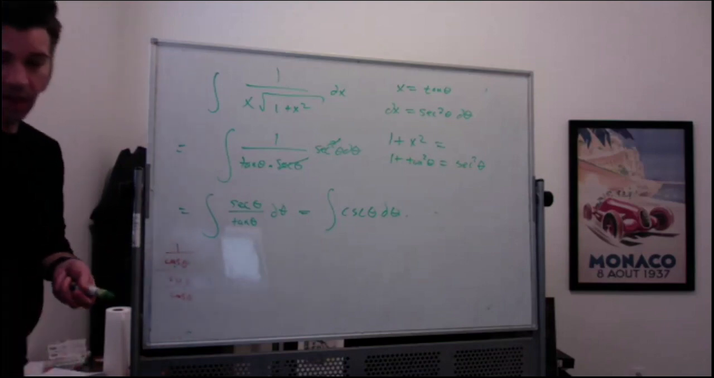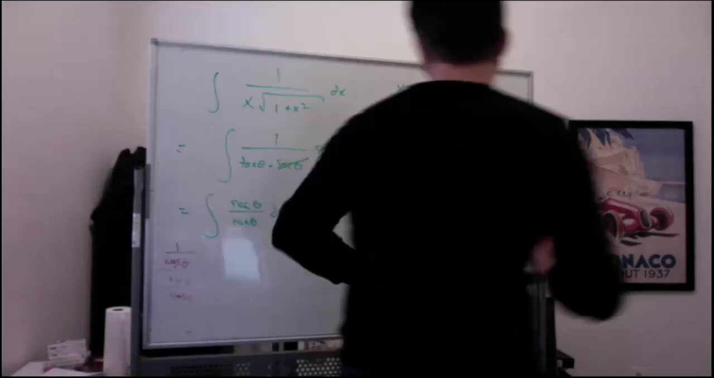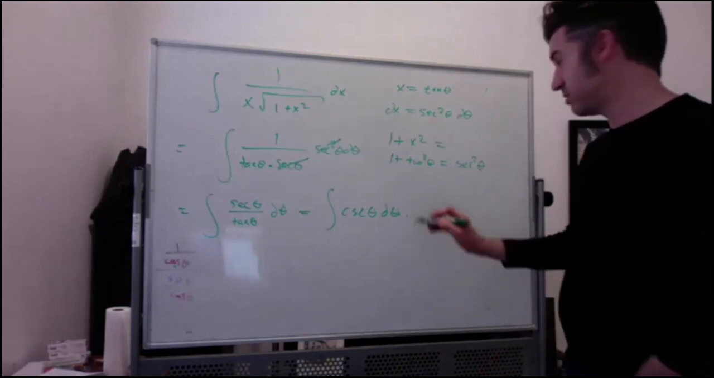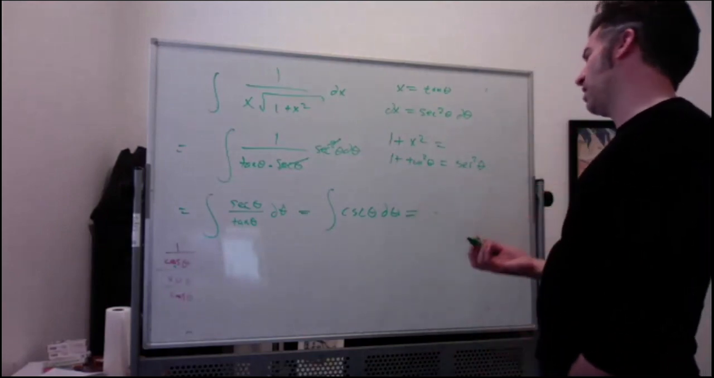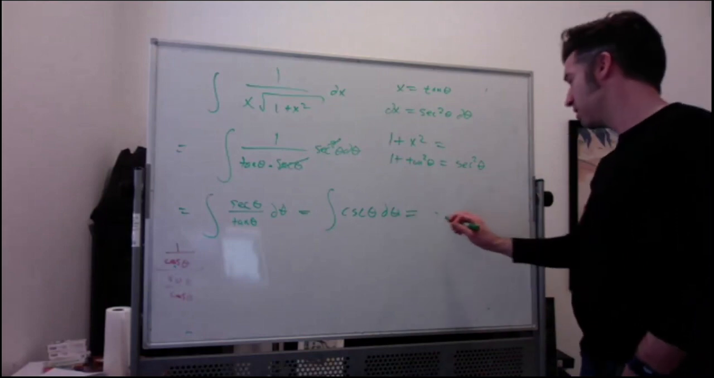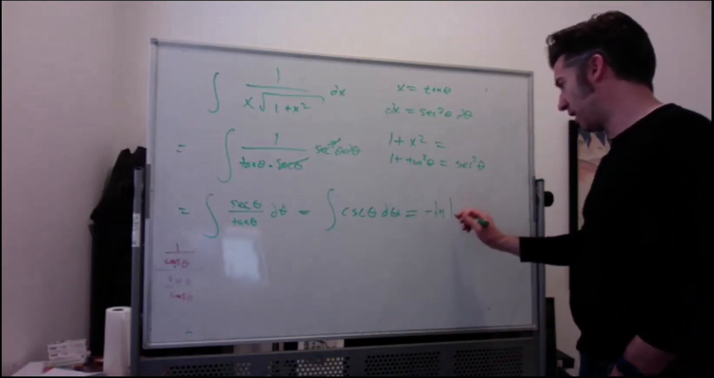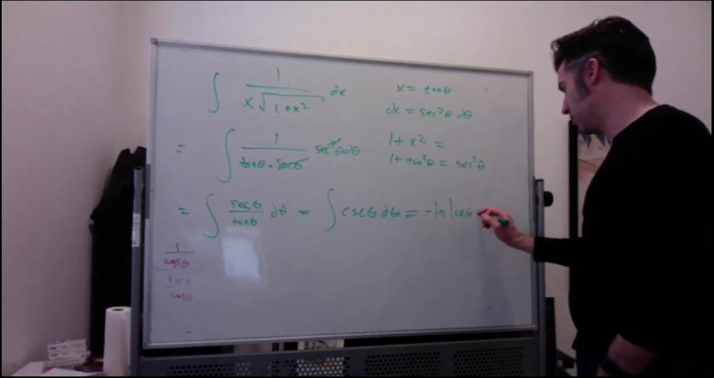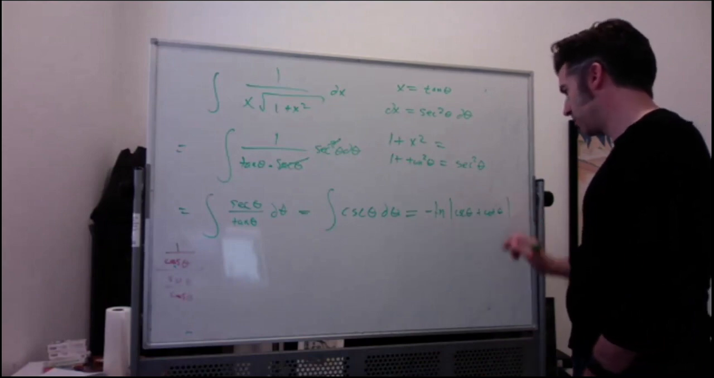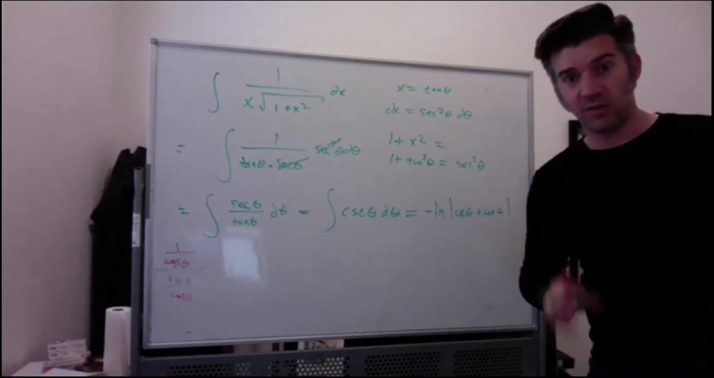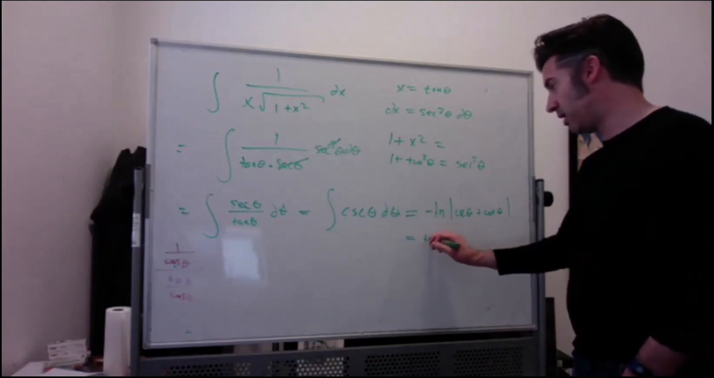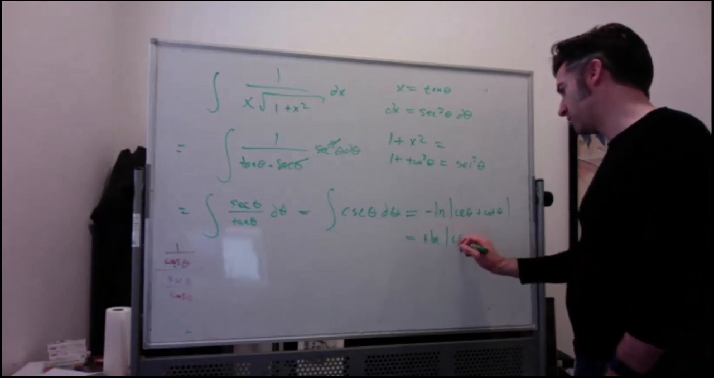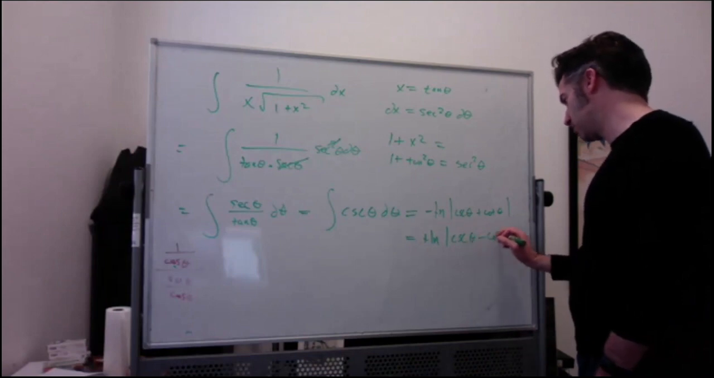cosecant. And then the integral of cosecant is something we are just kind of expected to memorize. There are 2 versions of it. I prefer, I think, the negative natural log of the absolute value of cosecant theta plus cotangent theta. There is another way of writing it, though. It is also equally correct to write that it's positive natural log of cosecant theta minus cotangent theta.